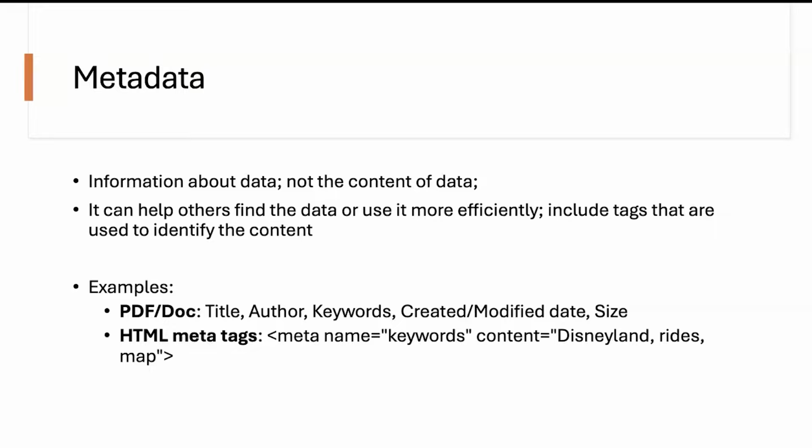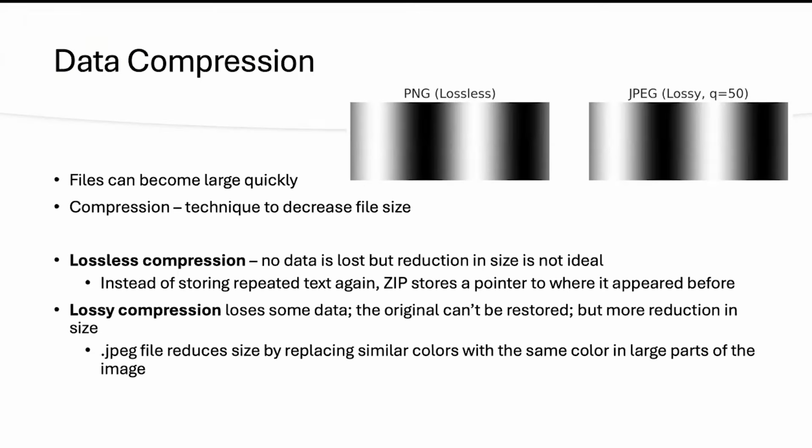For example, a PDF document has information like the title, the author, the keywords, when it was last modified or created, and the size of the file. If you right click on a Word document, you can see all of that information. In an HTML file, there are also meta tags that include keywords and the main content. When a search engine is looking for certain keywords and contents, it can just look at the metadata to get some idea.